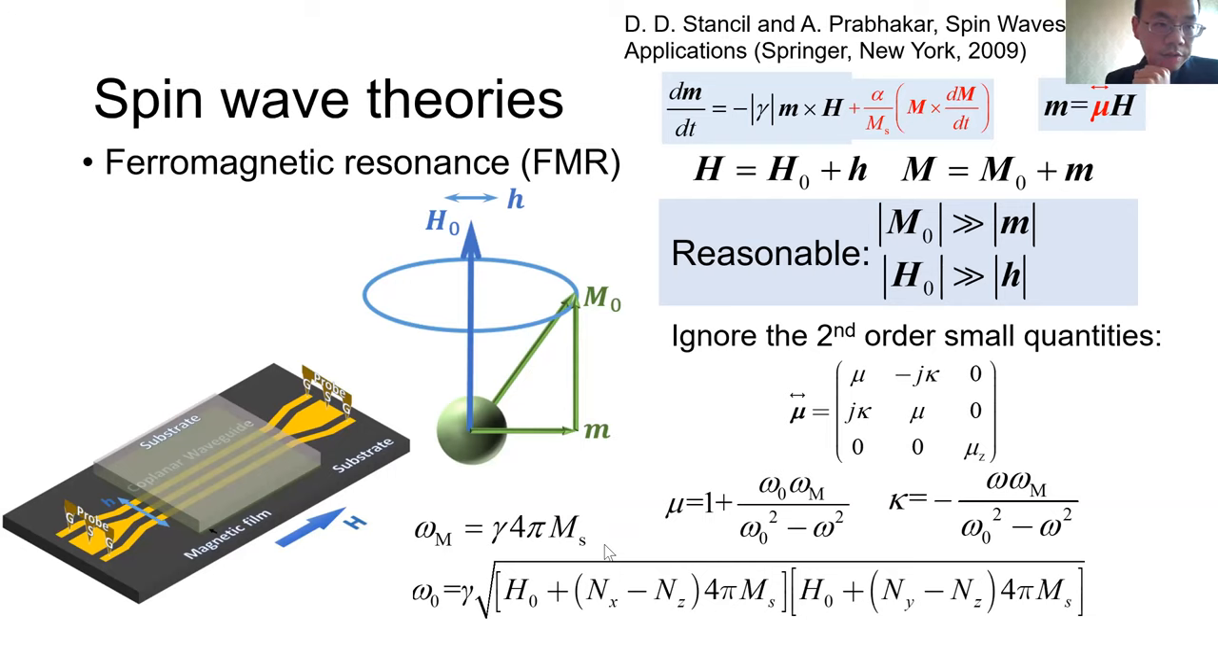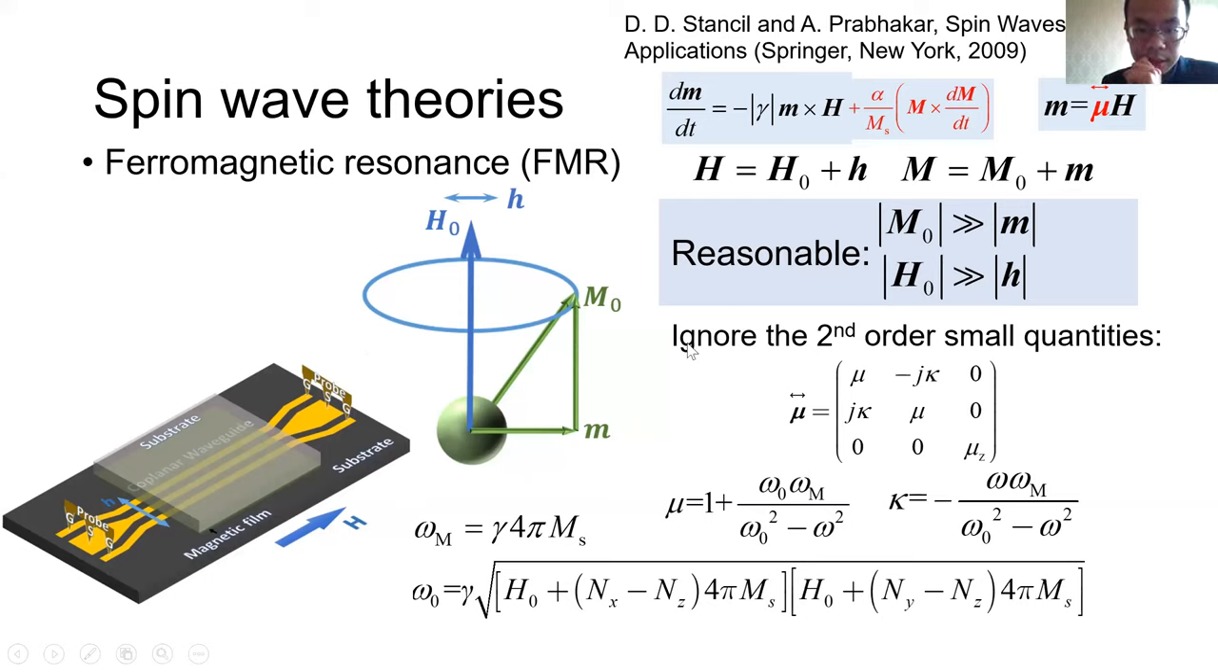So how does the FMR come out? You can see the components in the tensor, in the matrix, are like this. Here, if the omega, the angular frequency, is equal to a certain value, which is given by Kittel's equation, then this value would become very large. It means that it can absorb the microwave energy fiercely. The rotation would become very fast, and there would be a strong absorption of this microwave energy.